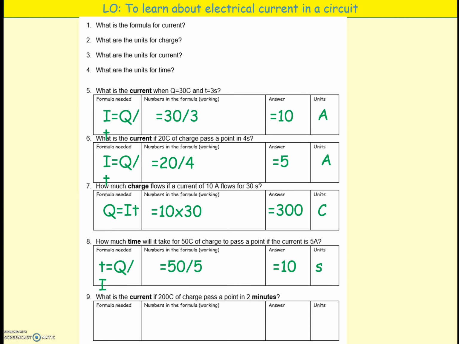Last one is current again. So what is current if 200 C of charge pass a point in 2 minutes? We've got I equals Q divided by T. We've got 200 divided by 120, and that's going to give us 1.7, and our units would be amps. Please pause the recording and green pen your work.